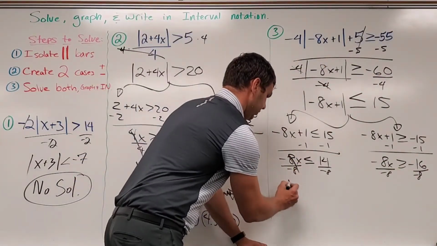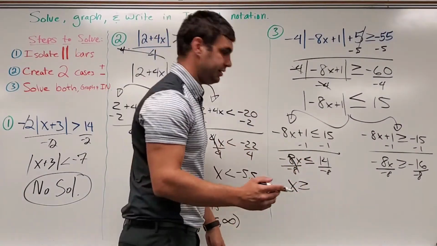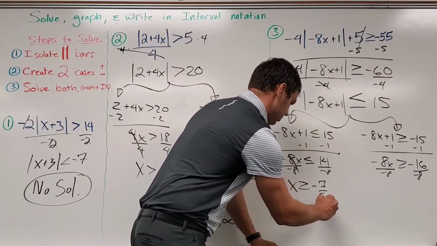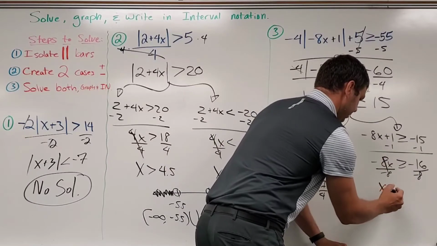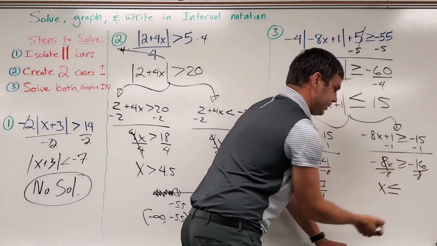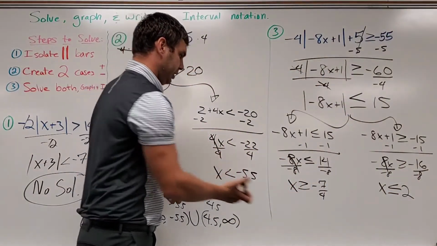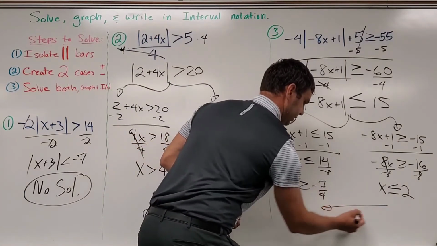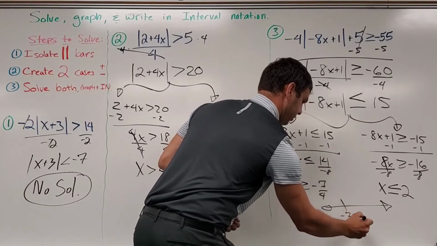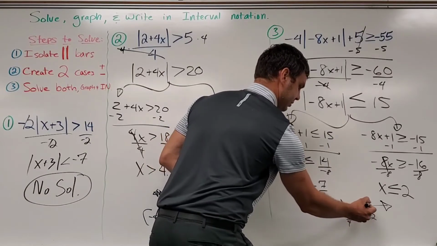So here we're going to be left with x is greater than or equal to 14 divided by a negative 8 is 7/4, negative 7/4. And over here, x is, again, switch your sign because you divided by a negative, less than or equal to negative 16 divided by negative 8 is 2. Okay, so negative 7/4 when we graph this is left of our 2. Negative 7/4. 2 is over here. Both of them are going to have closed dots.